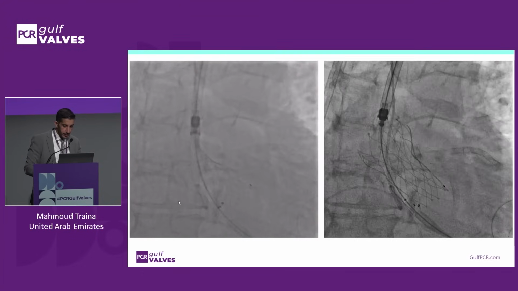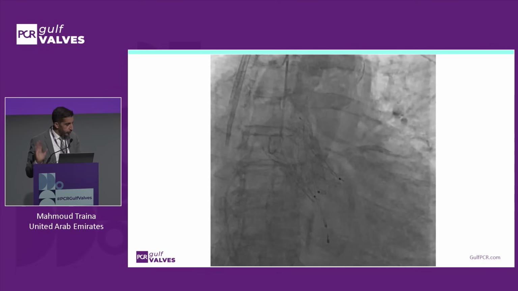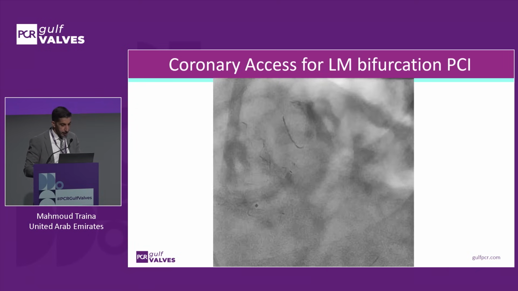And patient tolerated this pretty well. You can see the position stayed stable, no AI, good results. So hemodynamics did well, so we decided to wait, extubated him in the ICU afterwards. The valve gradients were good, and we brought him back to the cath lab 48 hours later for the PCI.